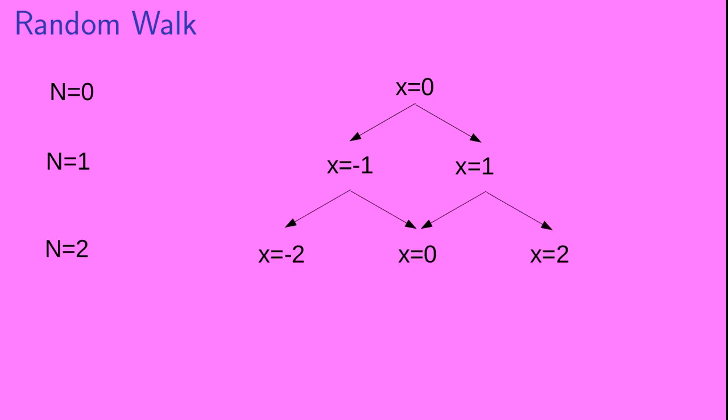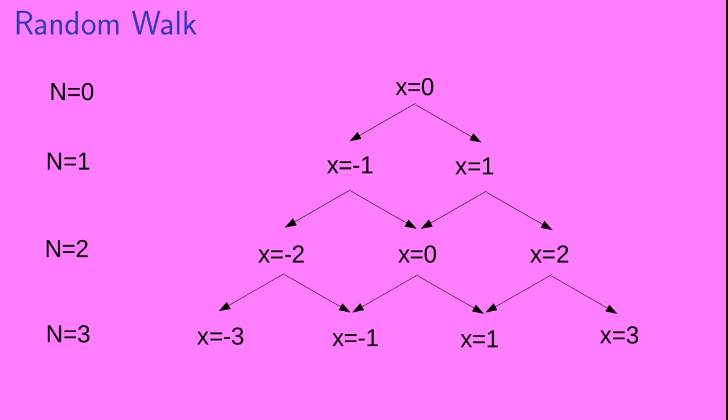Okay, so for n equals 0, the object is located at x equals 0. After 1 step, the object can be at either x equals -1 or x equals +1, and it will be at either of those two locations with equal probability. After 2 steps, the object can be at the positions x equals -2, x equals 0, or x equals +2, and after 3 steps, it can be at x equals ±3 or x equals ±1.